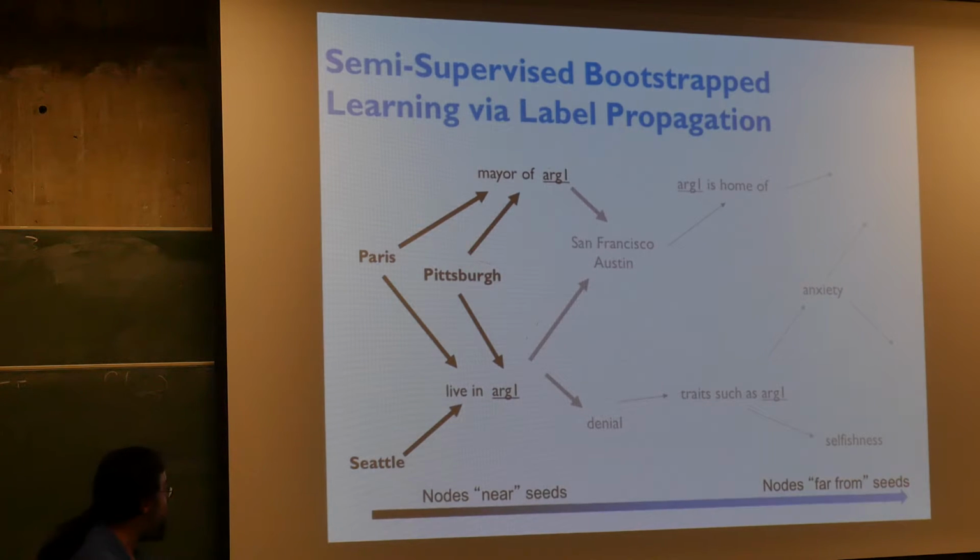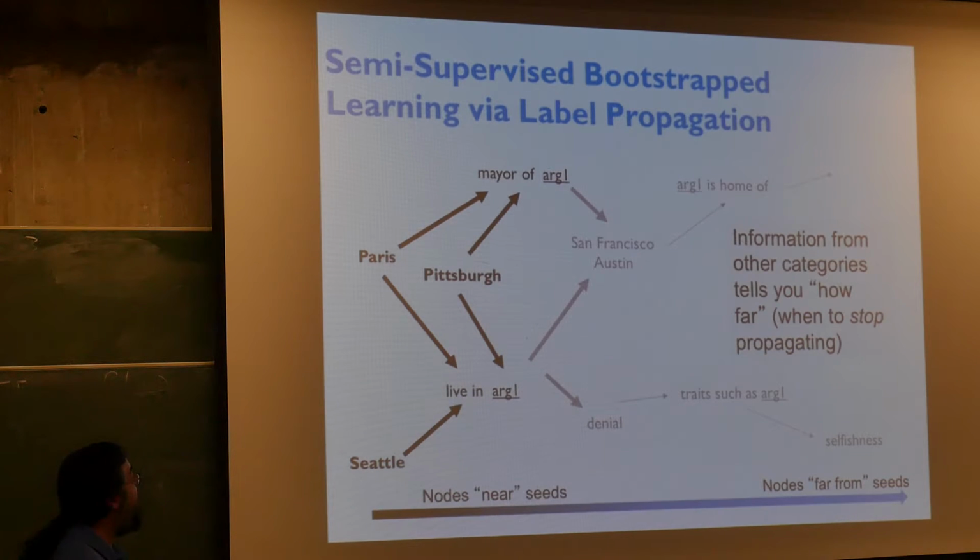One question is, these are basically things that are close to the seeds, and these are things far from the seeds. And then information from other categories tells us how far to go. So this is why NELL has so many different categories. If you're just trying to figure out where the boundaries of this would be, that might be hard. But if someone gives you some other categories or other seeds, like we know arrogance is a character trait, then we would get some links between that arrogance and these other things. That would help you set up a boundary between these. So this is the basic idea.